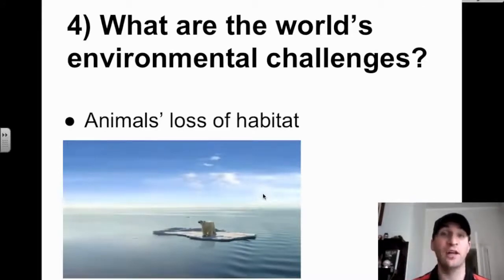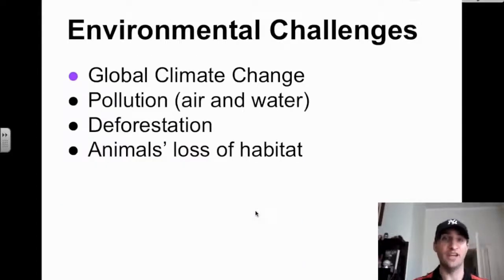Number 4, animals' loss of habitat. That is an environmental challenge because when our ecosystem is thrown out of whack, when animals lose their habitat, everyone is affected by this. And you see this lonely polar bear, a victim of global climate change, a victim of that Arctic sea ice melting. So in a nutshell, to review, the 4 environmental challenges: global climate change, pollution, deforestation, and animals' loss of habitat.